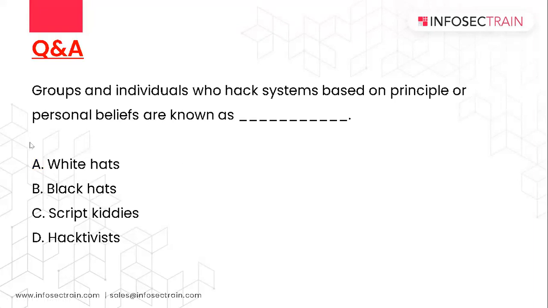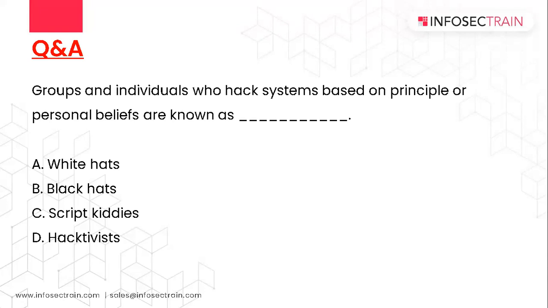Okay. Groups and individuals who attack systems based on principle or personal beliefs are known as: option A, white hats. Now, the white hats are what? These are the ethical hackers, who will always go by the book. They never break the rules, right? What they will be doing is identifying and fixing the vulnerabilities we have in our system and in our organization. So the ethical hackers are working with our organization.